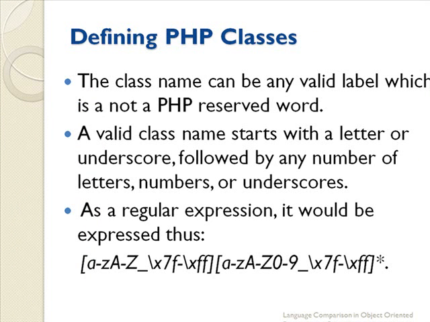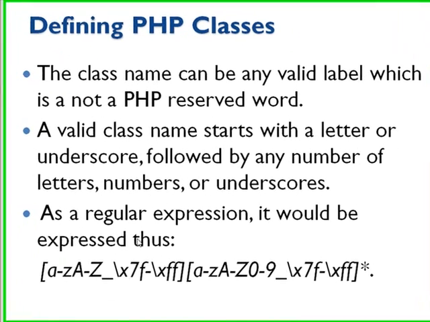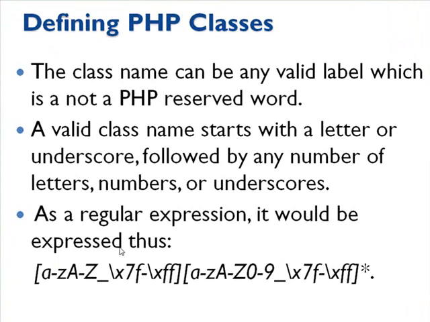Defining PHP classes. The class name can be any valid label which is not a PHP reserved word. A valid class name starts with a letter or underscore, followed by any number of letters, numbers or underscores, like in Java or C#. As a regular expression, it would be expressed thus.